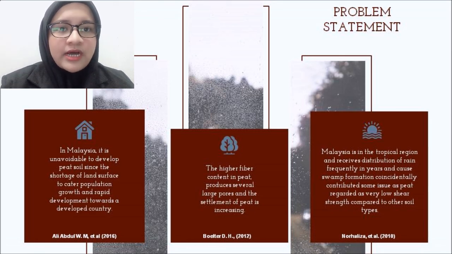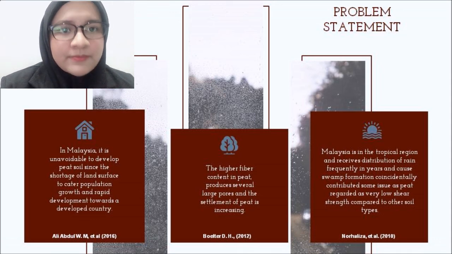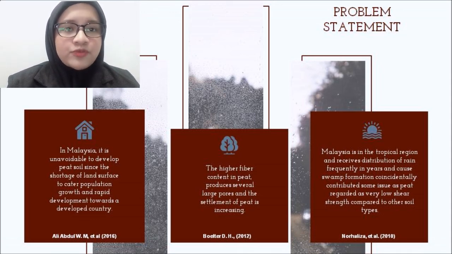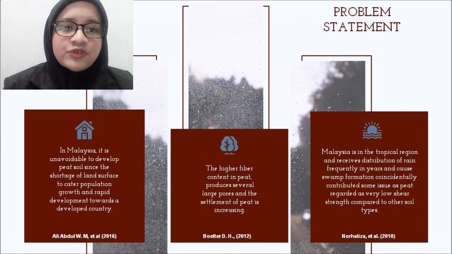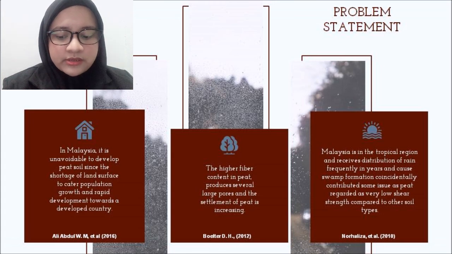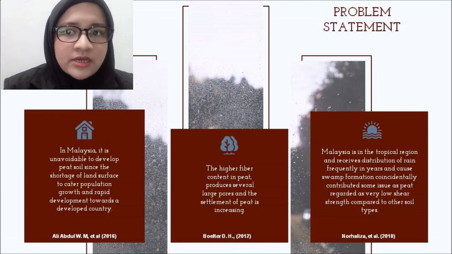The second one is the higher fiber content in peat produces several large pores, and it causes the settlement of peat to increase. And the third one is, Malaysia is in the tropical region, as we know, and receives distribution of rain frequently in years. This phenomenon causes swamp formation and forces the formation of peat swamp by natural process, and coincidentally contributes to some issues related to geotechnical engineering, as peat is regarded as having very low shear strength compared to other soil types.